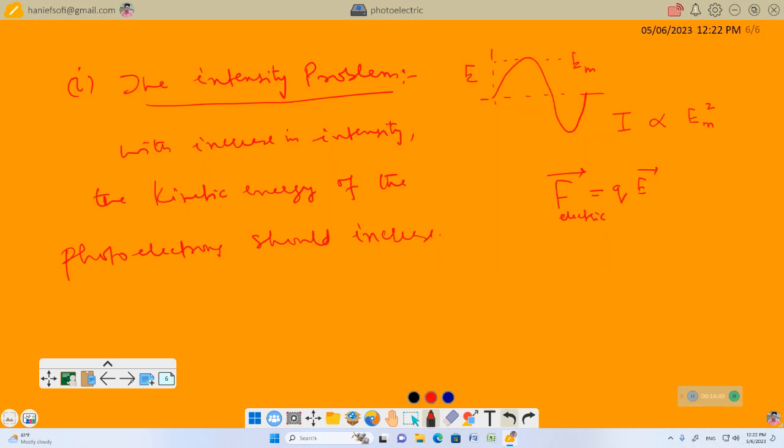You can see there is total disagreement between the wave theory and the experimental finding. It's not a small variation. There is total dispute. Experiment says kinetic energy of the photoelectrons is independent of the intensity. Wave theory says kinetic energy of the photoelectron should increase with increasing intensity.